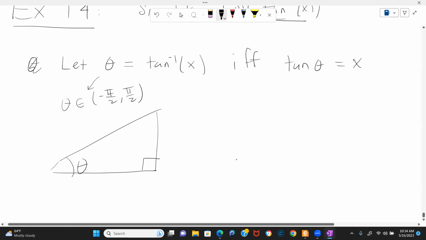Now tan theta is going to be equal to x, but that's the same thing as x over 1. So by definition, tan theta is the opposite side divided by the adjacent side. So the x is going to be the length of the opposite side, and the 1 is going to be the length of the adjacent side here. And then, of course, we can work out by the Pythagorean theorem that the hypotenuse is the square root of 1 plus x squared.